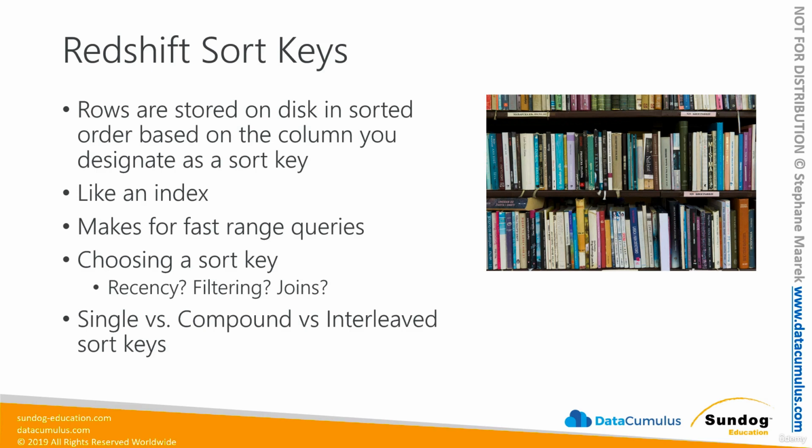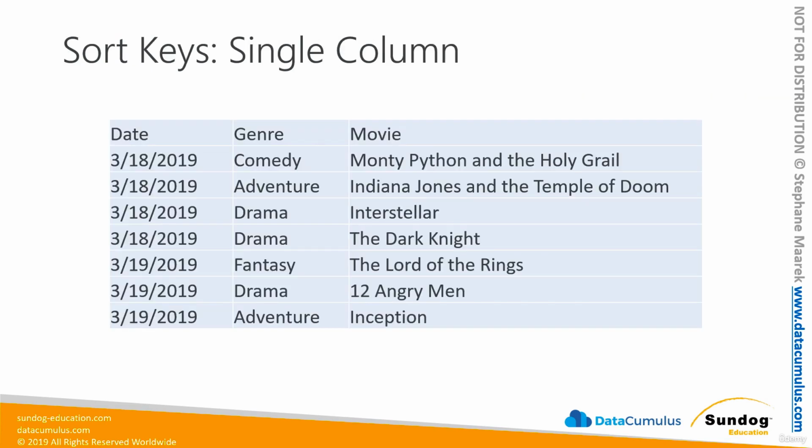Beyond that, you have the choice of a single, compound, or interleaved sort key, so let's dive into what those mean. A single sort key is just using a single column, a single value, to sort the data. Now, this is useful if you're consistently querying for data within a single filter column. For example, if you were querying primarily by date, I might choose a single column sort key by date for this data here. And it would be stored thusly, just broken down, sorted by date in order. So if I was searching only for movies that were viewed on March 19th, 2019, potentially I could skip right over all the March 18th data and go straight to that directly because date is my single column sort key.